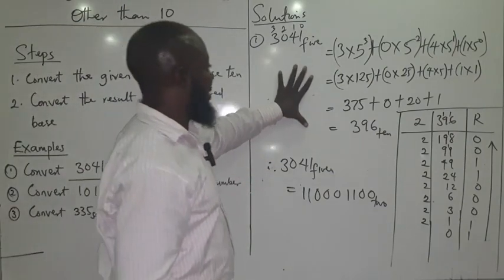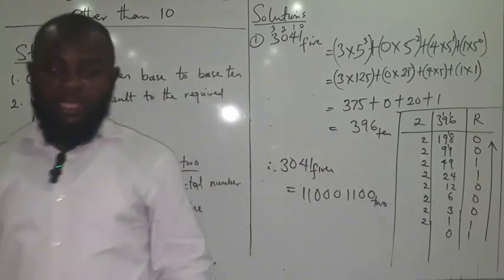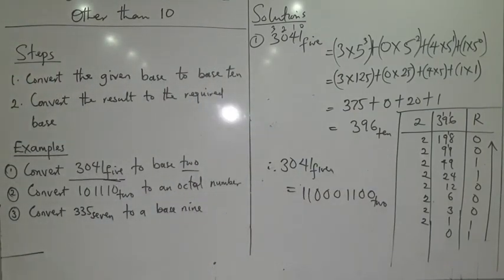First we convert it to base 10. From base 10 we then convert it to the required base. So let's look at the second example.